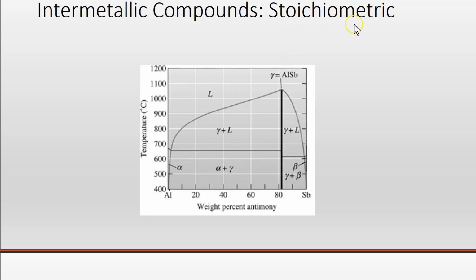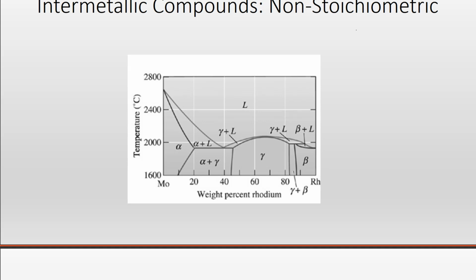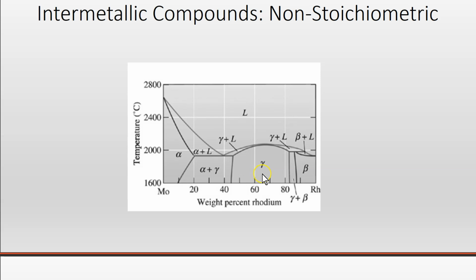And because the ratios are fixed, this is called a stoichiometric intermetallic compound. It's also possible to have non-stoichiometric intermetallics. In this case, we see in the molybdenum-rhodium system, we have gamma here, and this is an intermetallic, but it's non-stoichiometric because it can exist over a range of compositions. Once again, we have alpha and beta here as the terminal solid solutions.